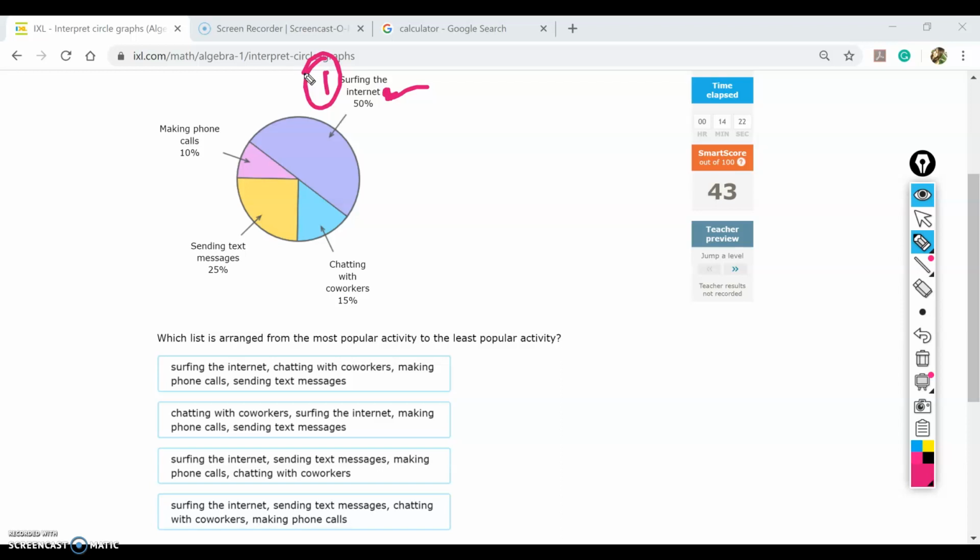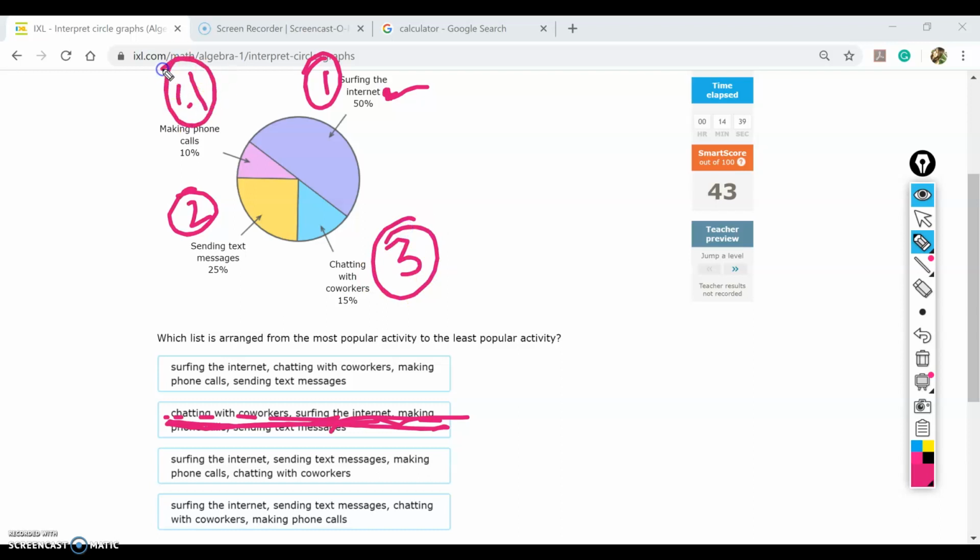So if we look at the answer choices we have, we know that letter B cannot be true because chatting with workers is not the most popular one. Now let's continue in here. So I have 50% on that one. This would be my number 2, sending text messages, then chatting with co-workers, and then making phone calls. Why? Because of the percent of each section.